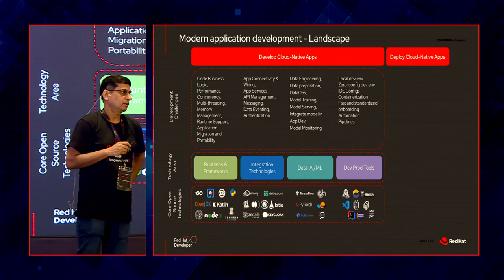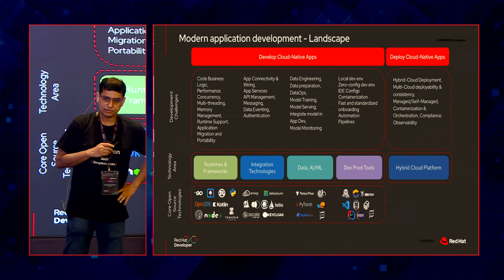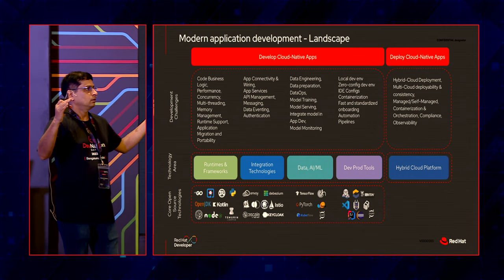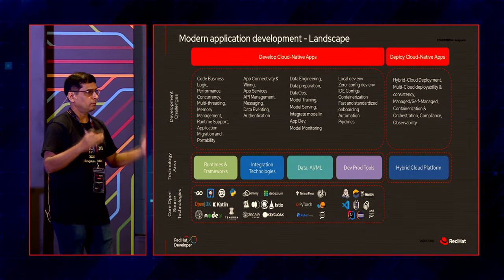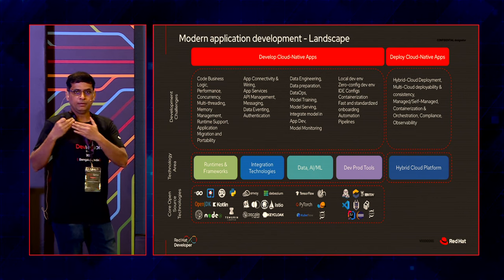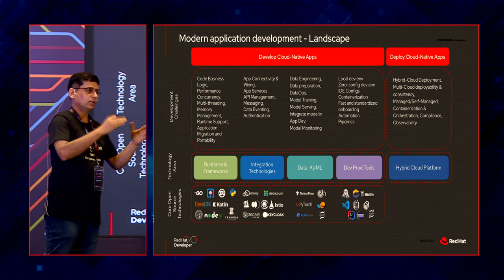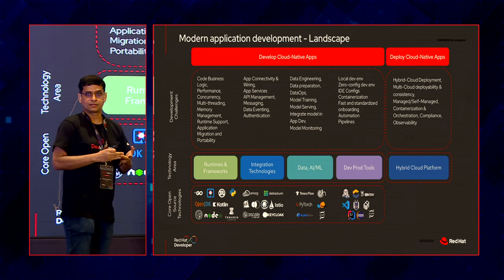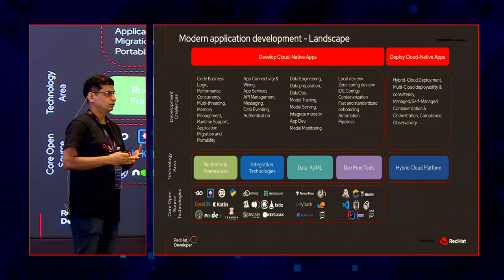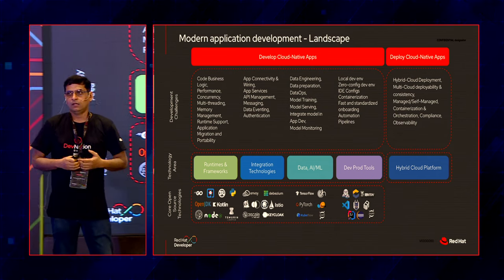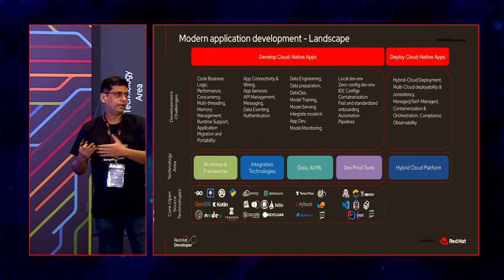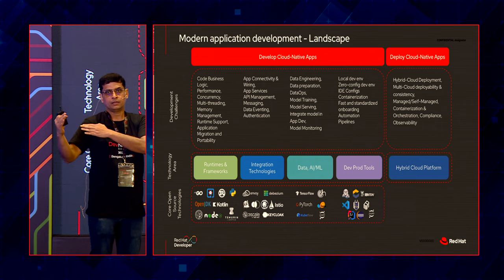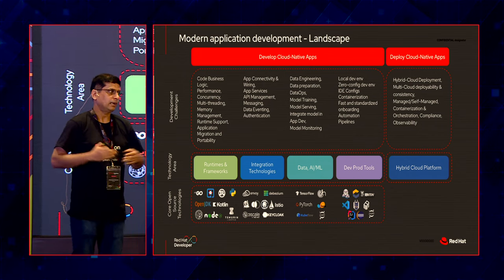But what about the deployment? And this is where what you need is a hybrid cloud consistent deployment platform. And you might end up in the hybrid cloud for a variety of reasons, right? Could be security, compliance, some geopolitical issues, whatever the reason. You're probably going to end up with an on-premise footprint, a multi-cloud footprint, whatever it be. This hybrid cloud is a reality.